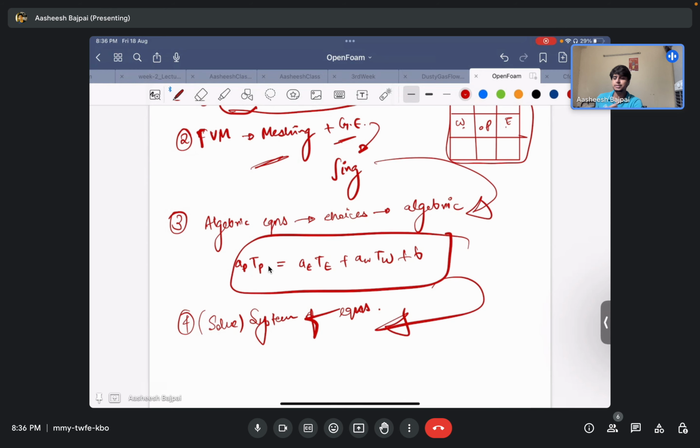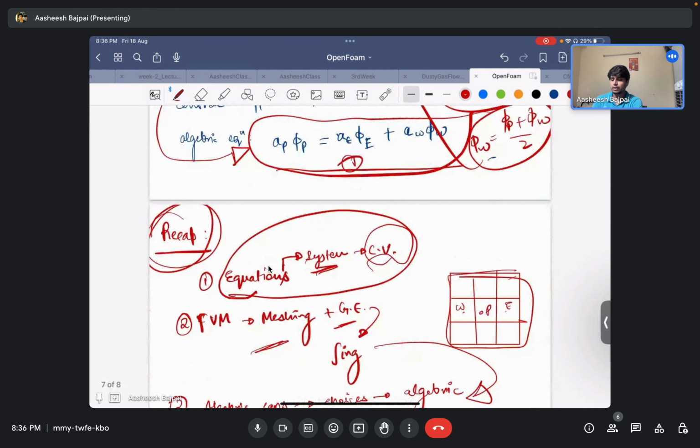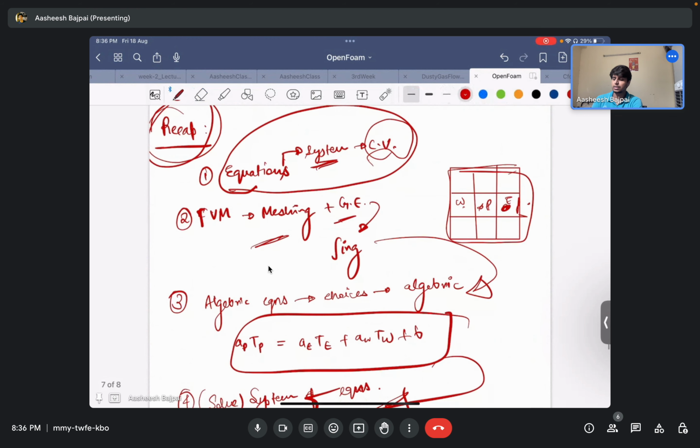System of equations means this: you got one equation for one grid. Next time this will be the present grid, this will be the western grid, this another will be the boundary condition. Then you will get another equation for this, similar AP, EP, something like that. For every grid point you will get it. Then it is called a system of equations, meaning a number of equations will be there with you.